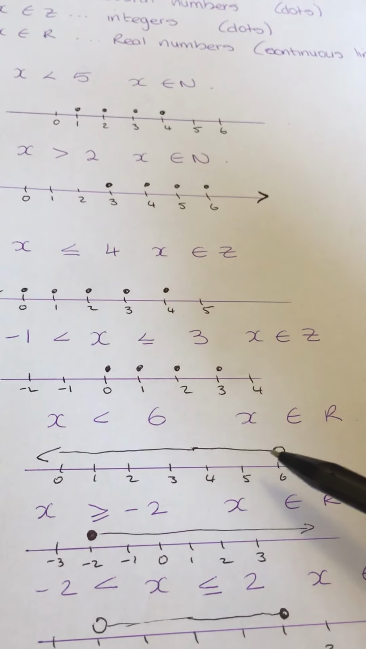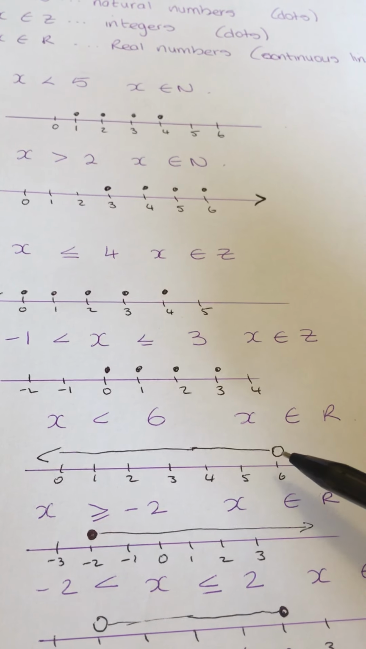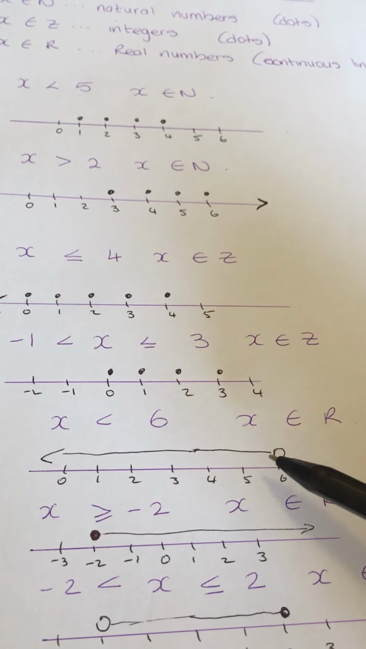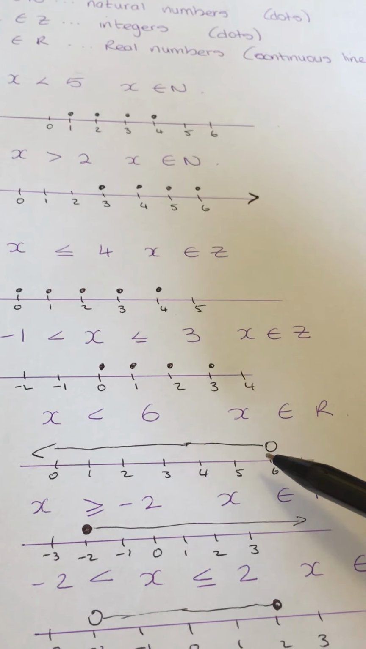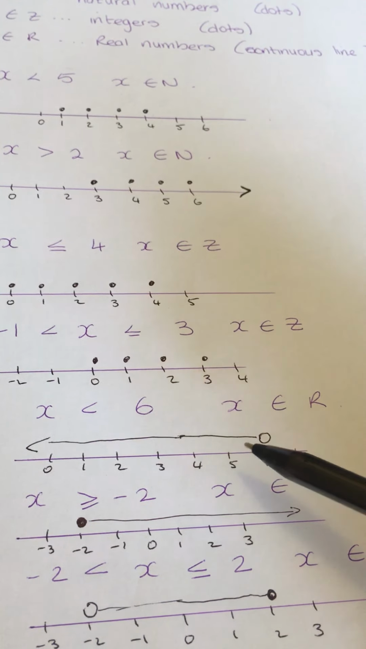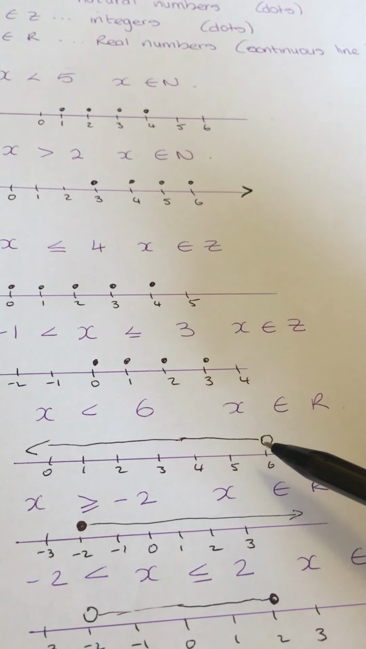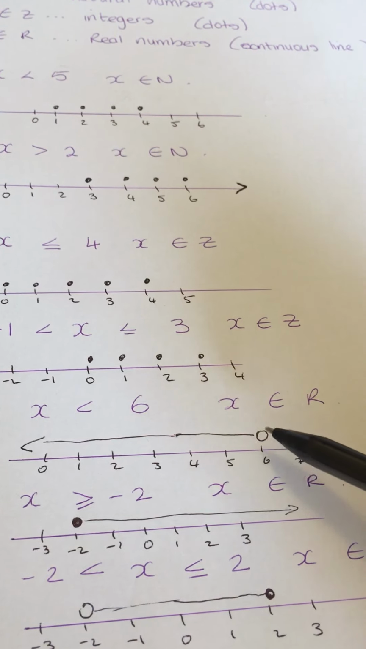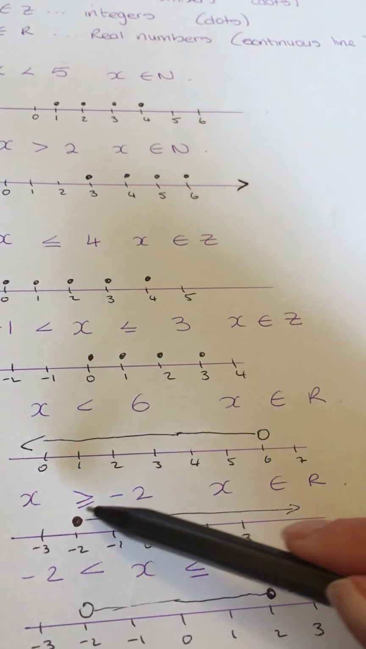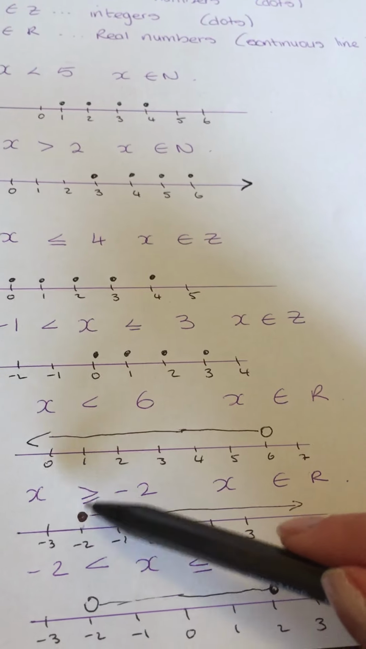Whereas down here, if it's not equal to it, it still starts on that number, because it could be 5.9 or 5.99999. Okay, so it doesn't start necessarily on 5. You can get infinitely close to 6, so the open circle goes over 6 instead. And if it's equal to it, it gets a closed circle.